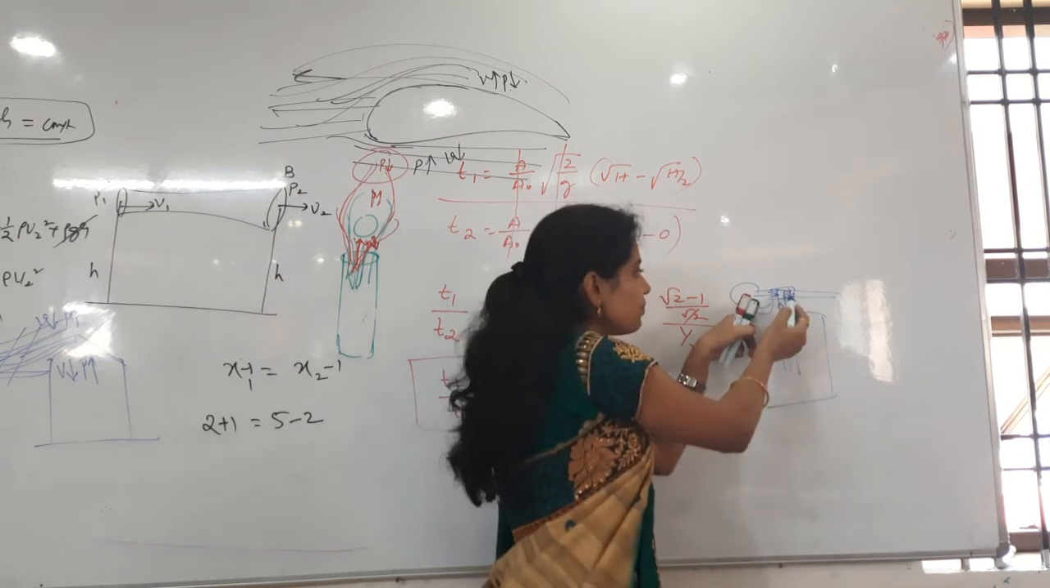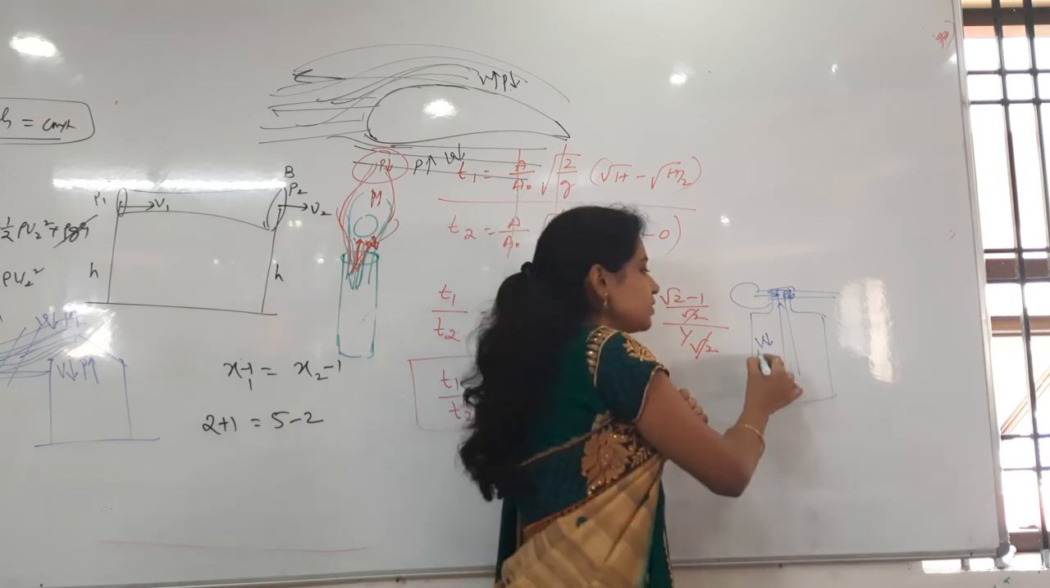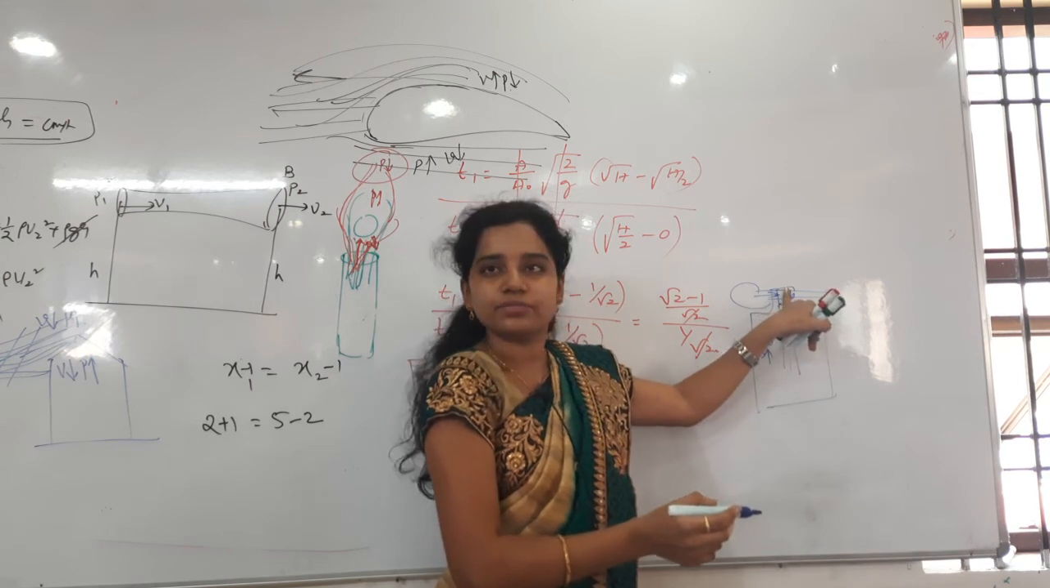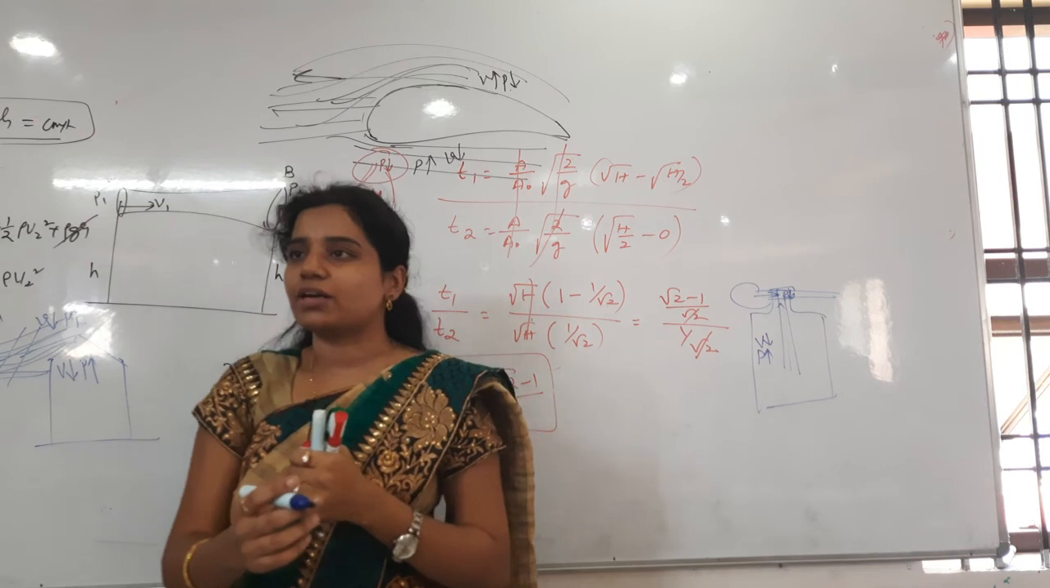Here there is no velocity, so the pressure will be more. Due to the more pressure, water will move to the top here. Understand or not? That is about the atomizer spray, otherwise the spray bottle mechanism.